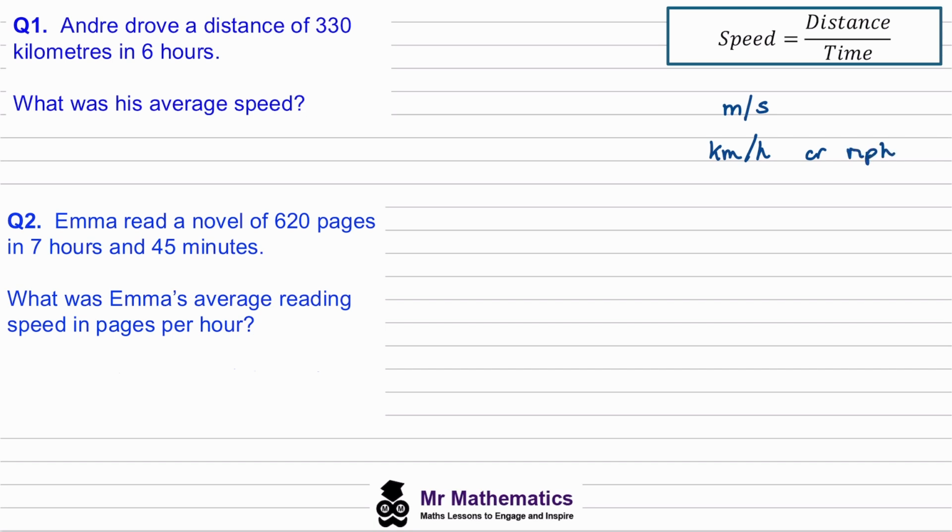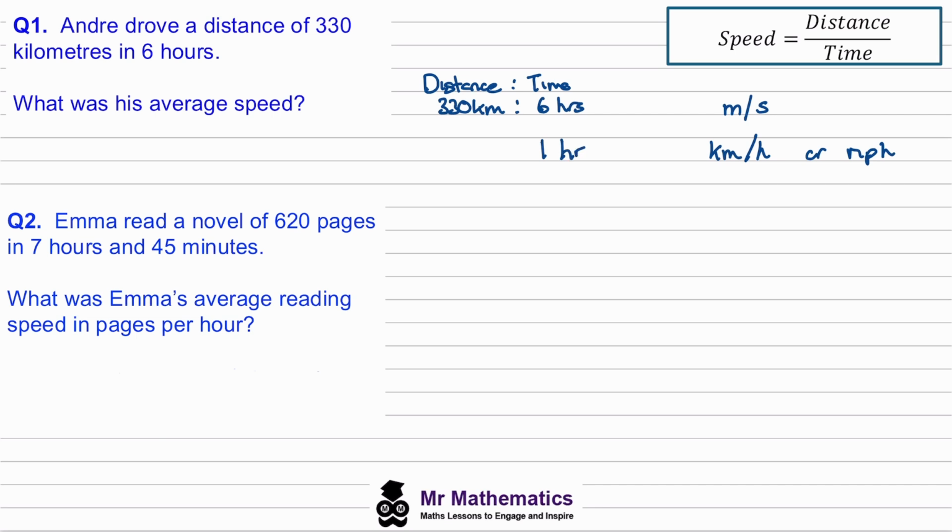So in our first example, we're told that Andre drove a distance of 330 kilometers in 6 hours. What was his average speed? So if we think of this as a ratio, we've got distance to time. And the distance is 330 kilometers. And the time to cover this distance is 6 hours. So what we want to work out is how much distance was covered in 1 hour.